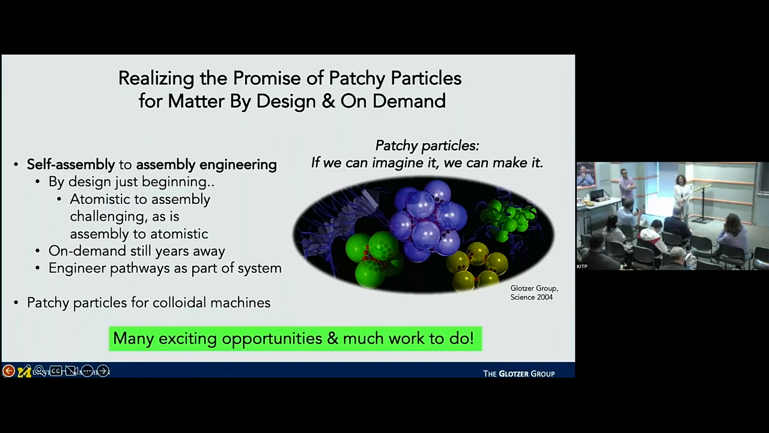Early on, we started thinking about putting patches anywhere you want and having many different kinds of patches. We had like 17 different flavors of patches. And then we thought, okay, no one is going to make this for a very long time, if ever. So I think most of us started focusing on much simpler things.